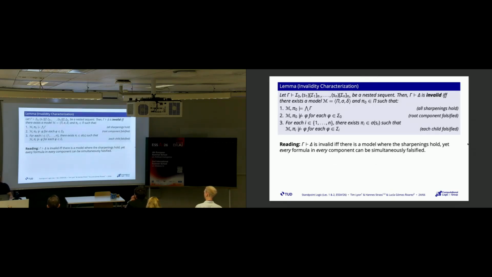So let's talk about the semantic reading now. What I've explained on the last slide is how to interpret a nested sequent as, yes? Sure.